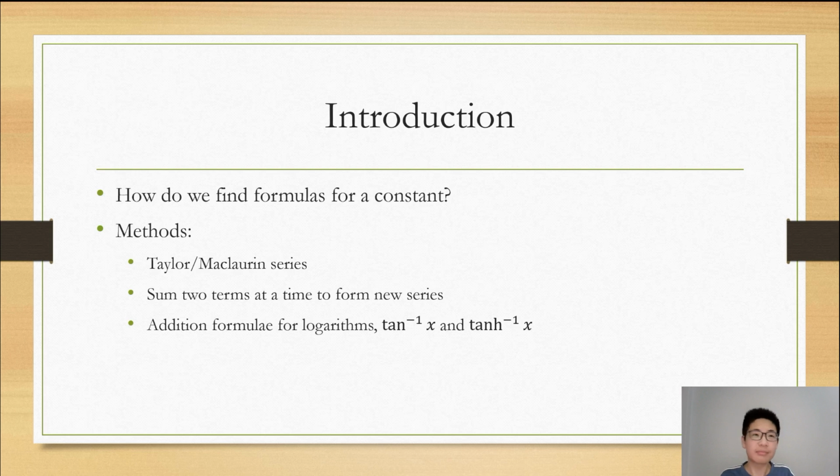That's how the alternating odd number series for pi was first created: 4 times 1 over 1 minus 1 over 3 plus 1 over 5 minus 1 over 7 plus, and it goes on to infinity. So there are 3 methods we can use. We can use Maclaurin or Taylor series, which you might be familiar with if you took calculus. We might sum 2 terms at a time to form new series, though they are practically mathematically equivalent. And we might use the addition formulae for logarithms, tan inverse x, and hyperbolic tangent inverse x.